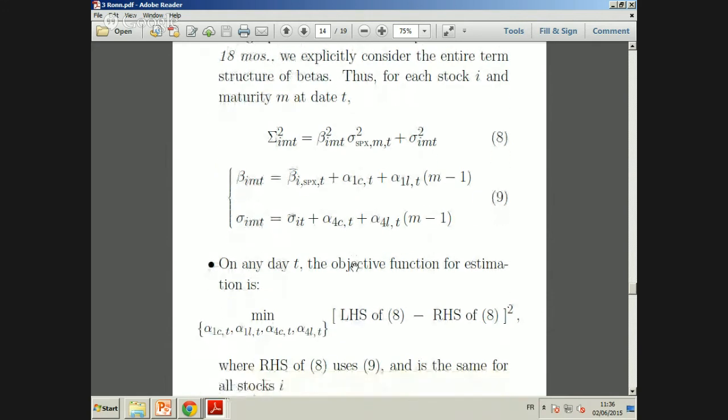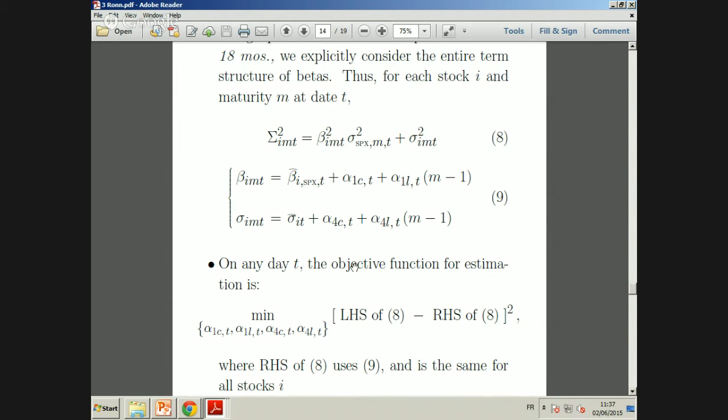And as you might imagine, we simply solve for the minimum residual variance, if you will, on the difference between the left-hand side and the right-hand side of 8. In other words, what are the coefficients alpha that would best explain the term structure of implied volatilities and options that we observe through the inputs into equation 8: the idiosyncratic, the market, and the systematic, or the stock specific, I should say.